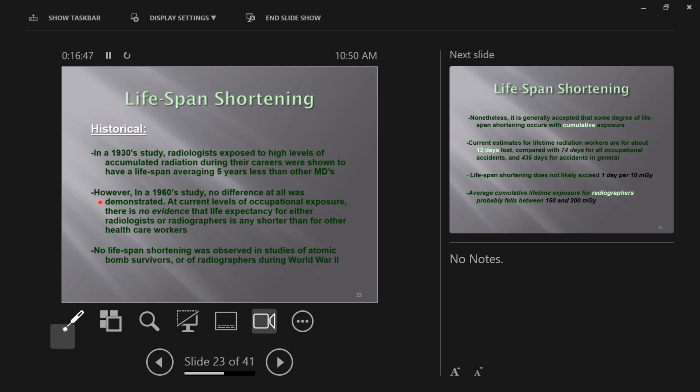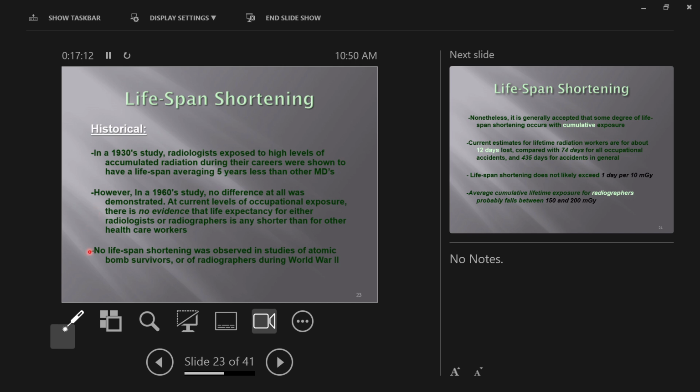There is no evidence that life expectancy for radiologists, or importantly for us, radiographers, is any shorter than other healthcare workers. So we're getting about the same lifespans as other people. We're not getting a shorter lifespan due to radiation exposure because we're using good principles of time, distance, and shielding, the cardinal rules of radiation safety.